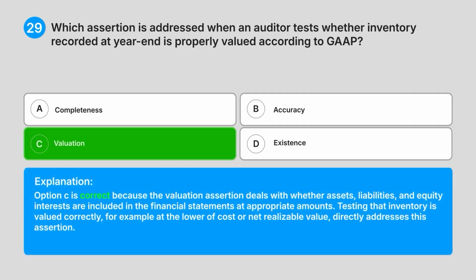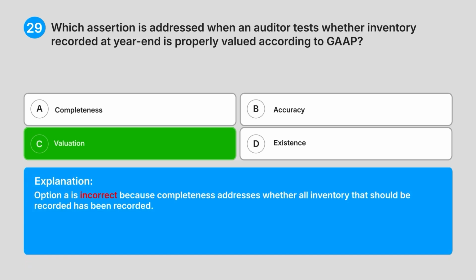Explanation: Option C is correct because the valuation assertion deals with whether assets, liabilities, and equity interests are included in the financial statements at appropriate amounts. Testing that inventory is valued correctly, for example at the lower of cost or net realizable value, directly addresses this assertion.